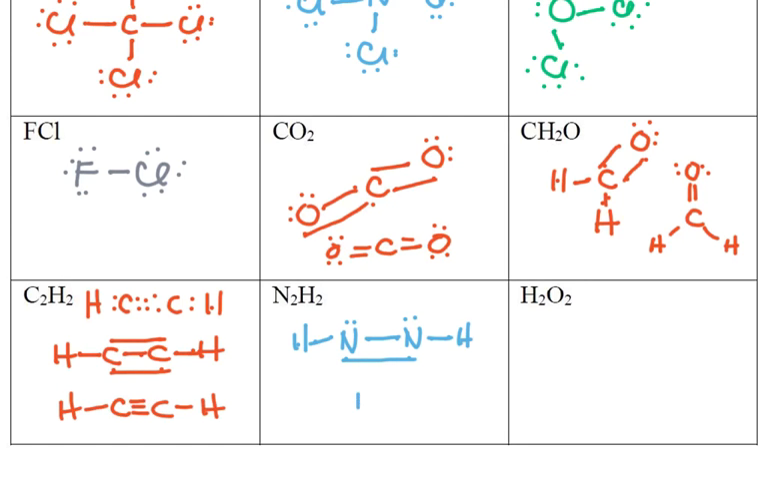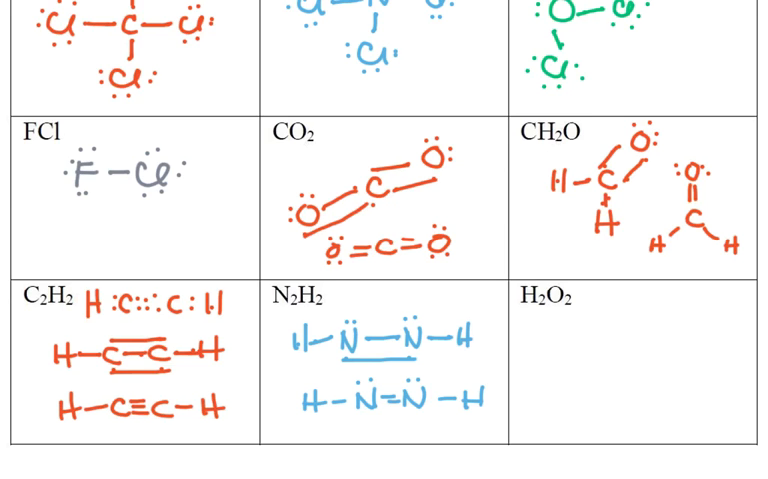So what we're going to get is a nitrogen-nitrogen double bond, bonded to a hydrogen, bonded to a hydrogen. And what we have left over is a pair of electrons on each of our nitrogens. So that would be a nice cleaned up version of our picture.